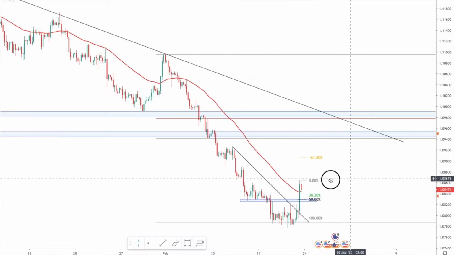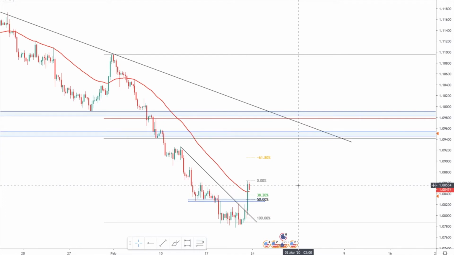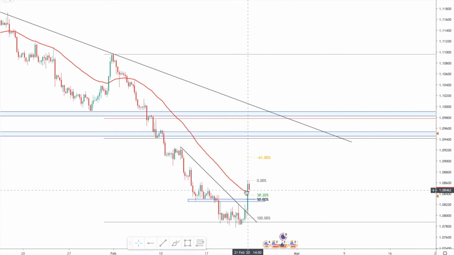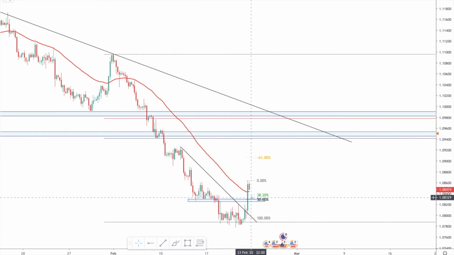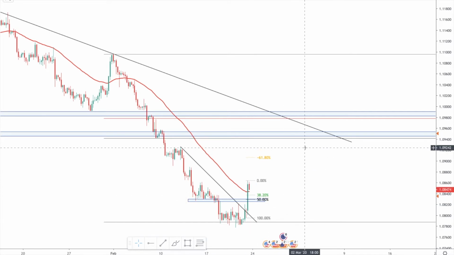So all I'm looking for in terms of getting in for a long on this pair is a retracement after we broke out of this descending trend line. I'm waiting for a retracement into this level of market structure and the 50% fib. There are around 80 to 110 pips on offer, depending on which area we retrace into.